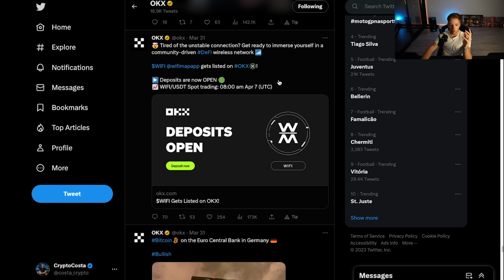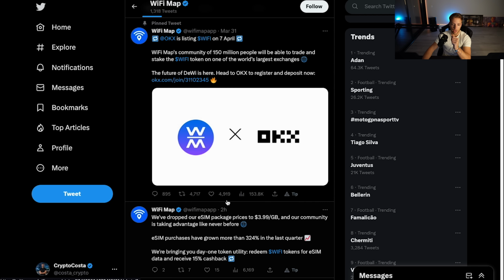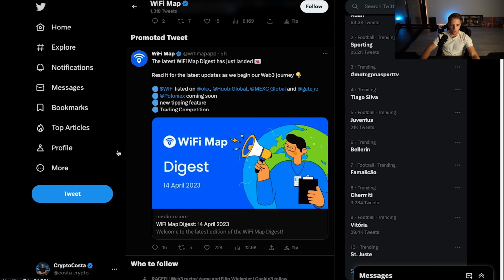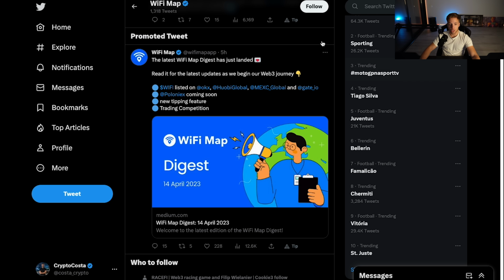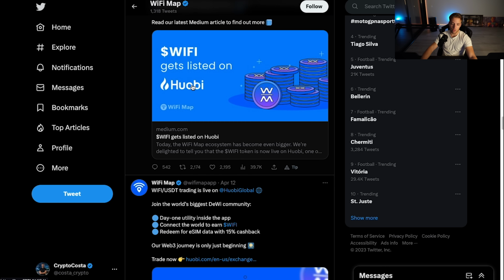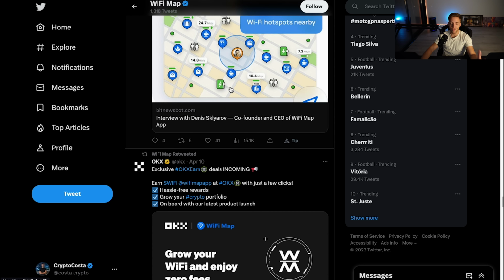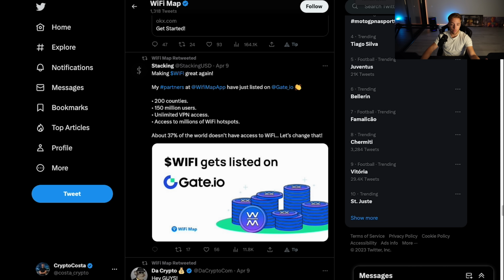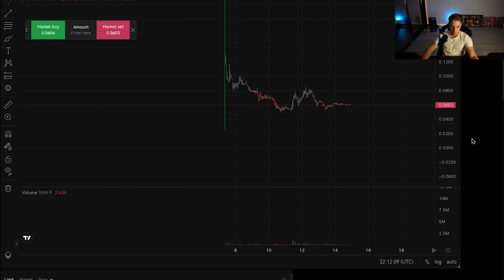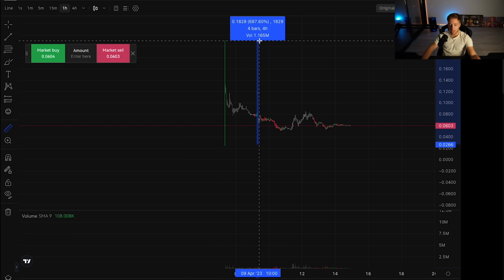So for example, let's take a look at this project, which was Wi-Fi Map. On 31st March, they had a listing announcement on OKX. You can see there was a load of hype, 150,000 views on the tweet. They also had listings on other exchanges, so that creates even more hype. Their Twitter is pretty legit, everything is looking legit, and there has been big interest in this project, which means there is going to be loads of buying pressure at the listing. The date was 7th of April. There was the listing and the token went up like 700%.